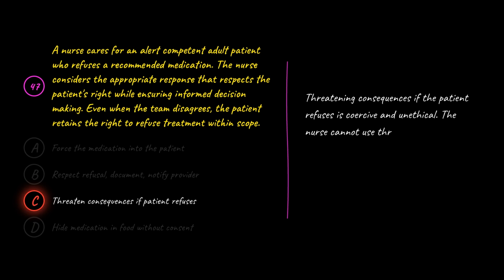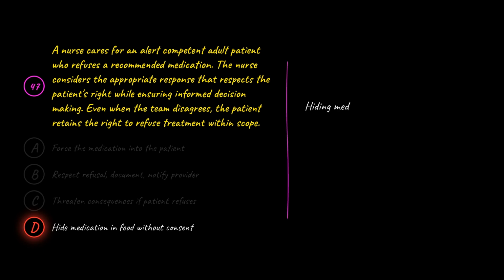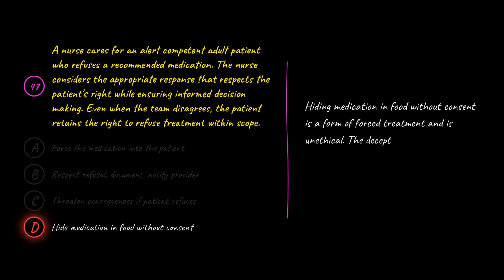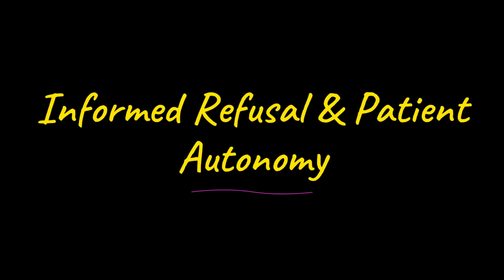The nurse cannot use threats to override patient decisions, and the response damages trust and may violate professional standards of care every time. D is wrong because hiding medication in food without consent is a form of forced treatment and is unethical. The deception undermines trust, and the patient retains the right to refuse, which the nurse must respect even when disagreeing with the decision. When a competent adult refuses a recommended medication, the nurse's job isn't to override that choice, it's to protect it.